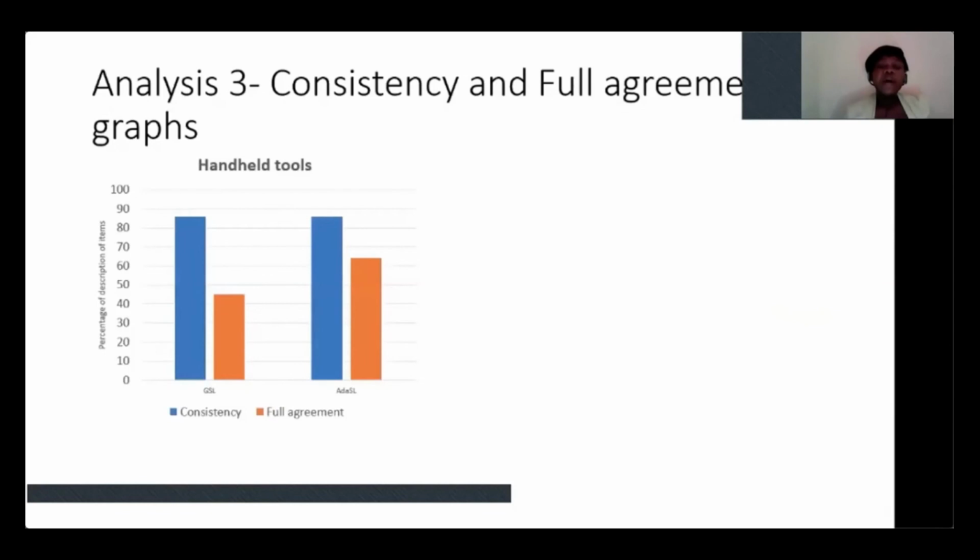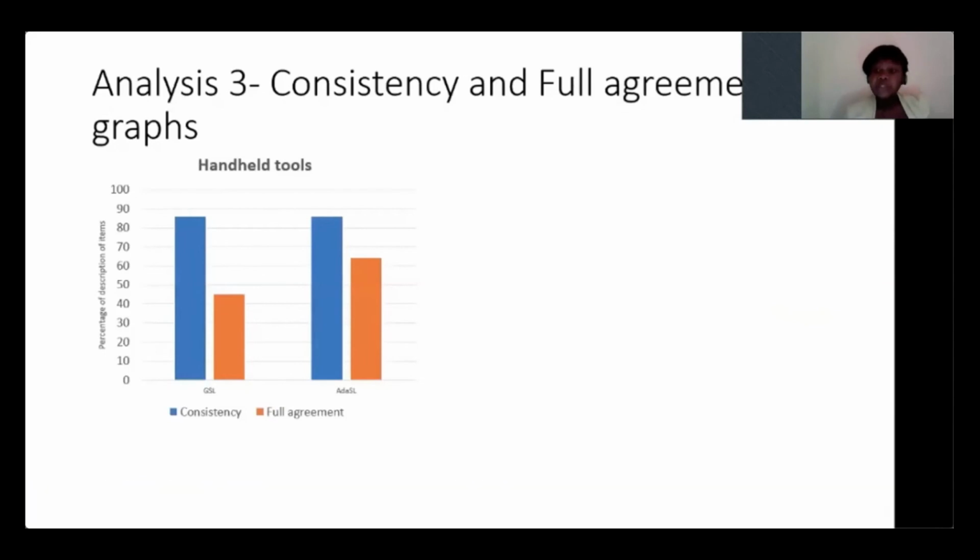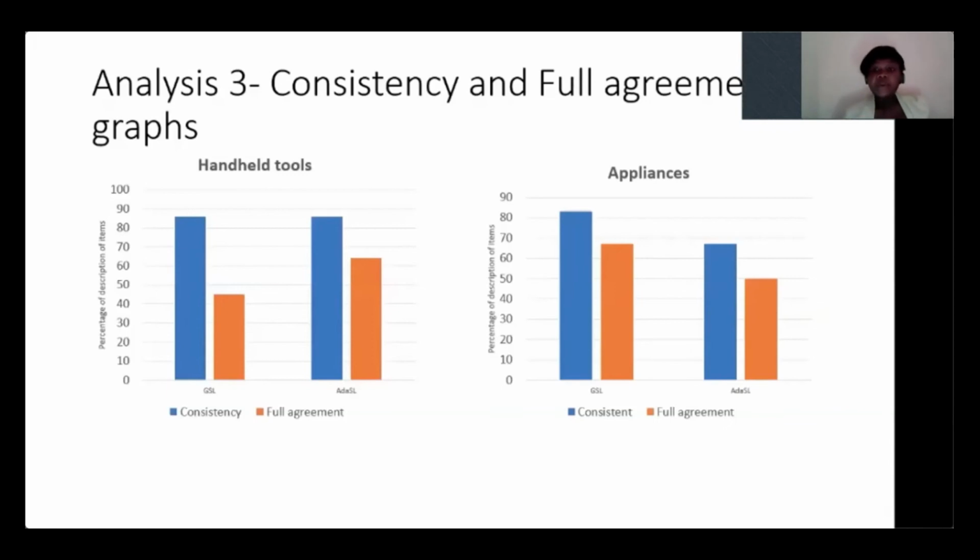We saw that for handheld tools, both sign languages had the same full consistency, but Adamorobe Sign Language had more full agreements, where most signers use the same strategy for the same object, as compared to Ghanaian Sign Language signers. On the other hand, when we move to appliances, Ghanaian Sign Language signers had more consistency and more full agreement as compared to Adamorobe Sign Language signers, and we'll try to explain why this could be the case on subsequent slides.